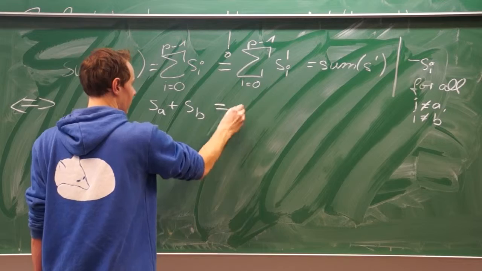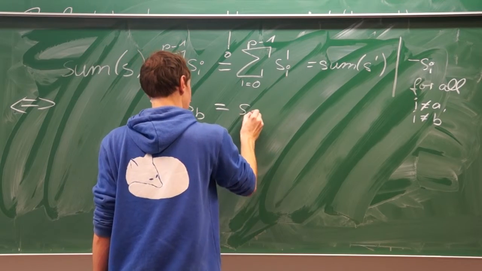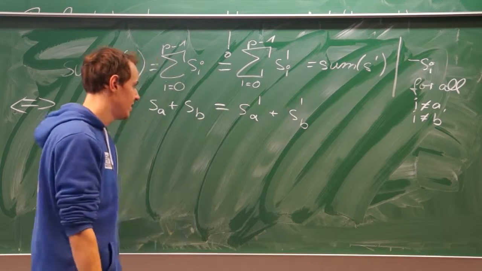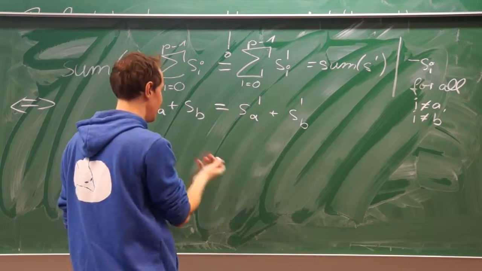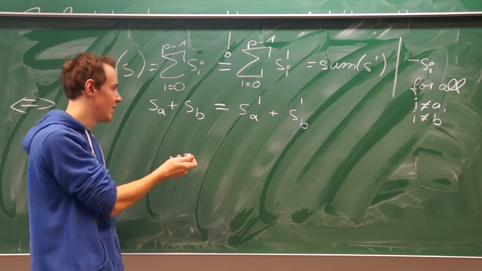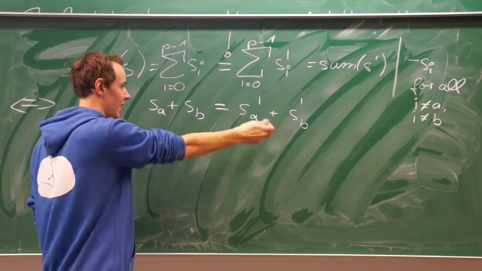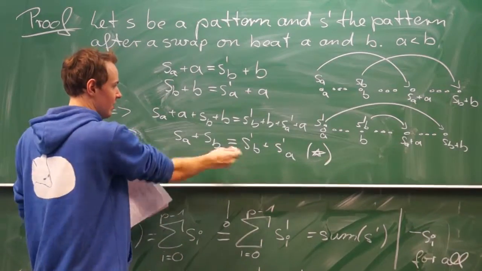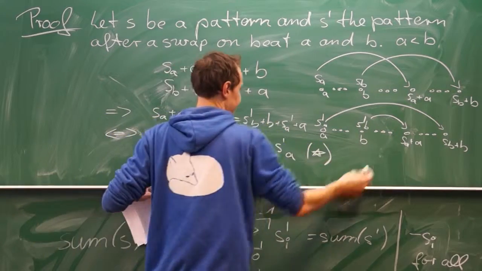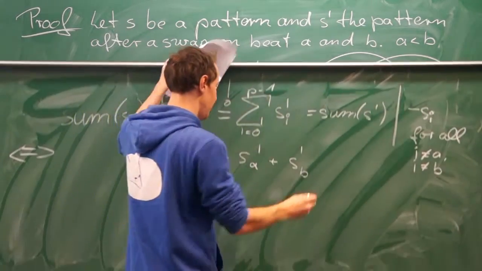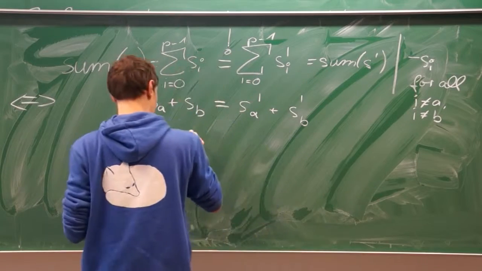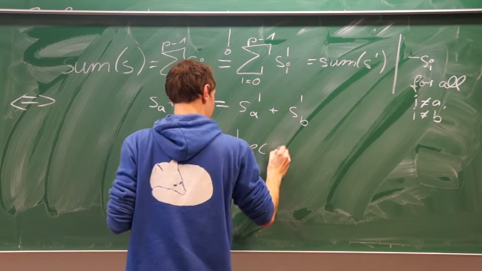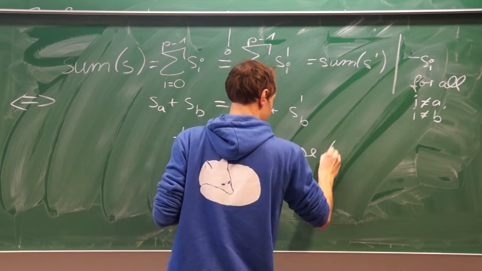And here I got S_A prime plus S_B prime. And since I know that those two are the same, it doesn't matter which, the order doesn't really matter, it's more about the sum of them being the same. This is something that we proved, that we showed right here. It has to be the same when I do that. So this is true because of the equation of the swap operation.